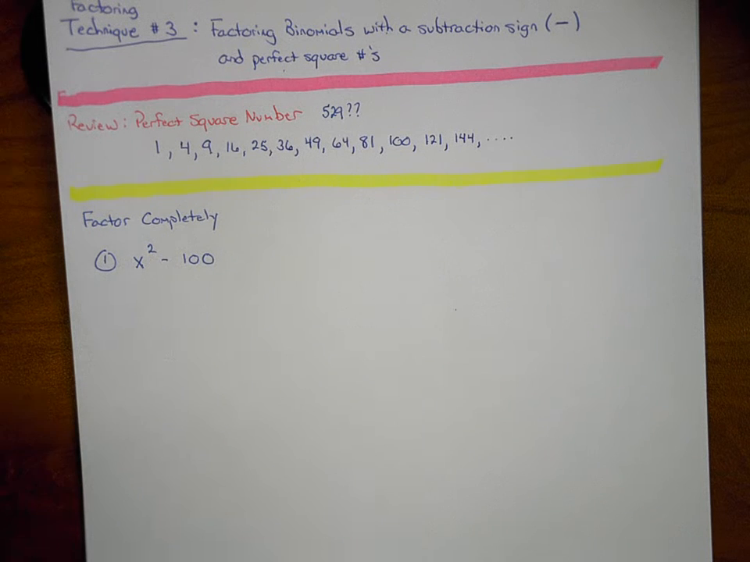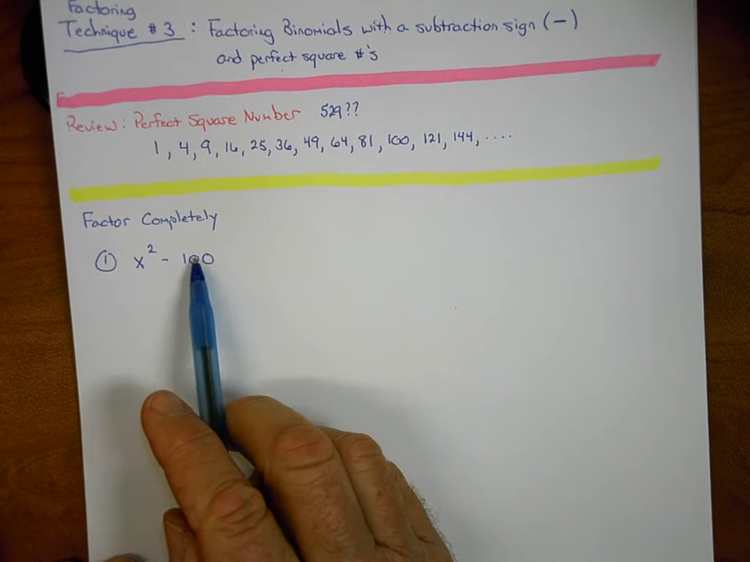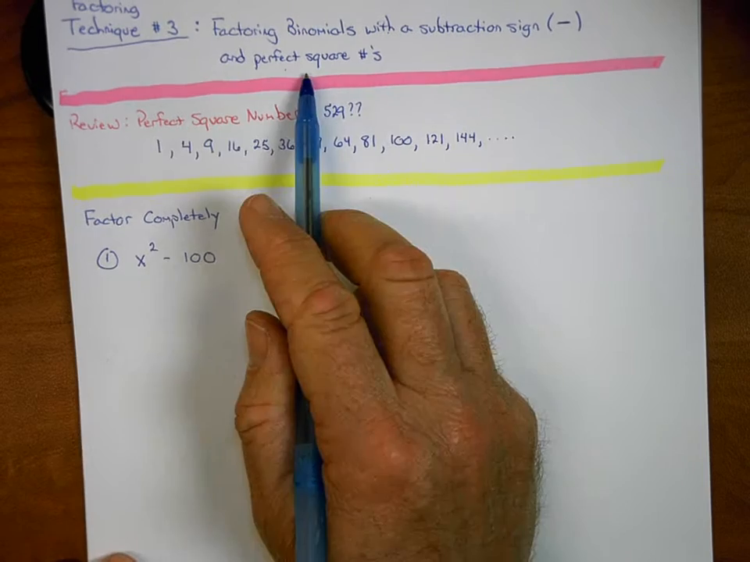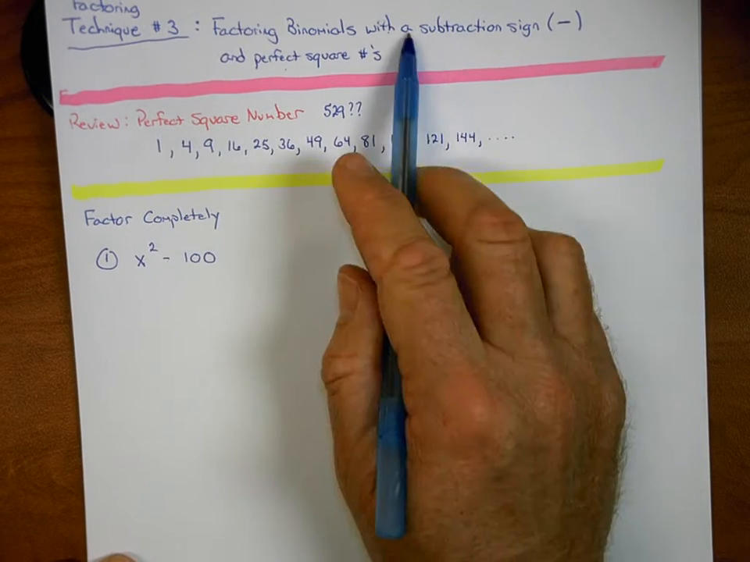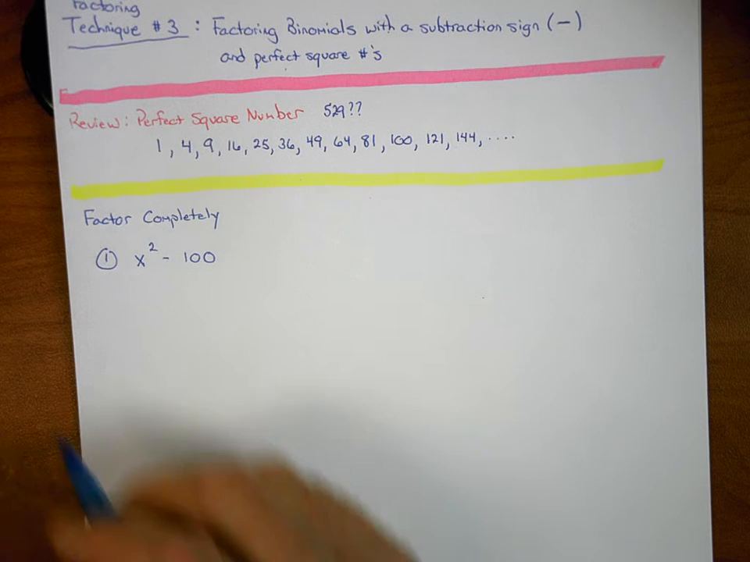Ah, that's exactly how I expected first period to answer, with like no verbal. Yes, there is. There's a subtraction sign. Is this number a perfect square number? Yes, it is. So this would be considered a binomial with a subtraction sign and a perfect square number. Okay. Now, here's what you're going to do.